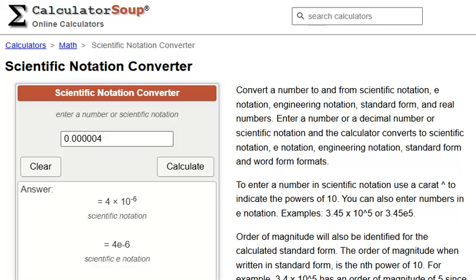In this recording, we are going to look at the final topic under the fundamentals of pharmaceutical calculation in Unit 1 for your module. This is called the scientific notation converter that you're looking at on the screen. If you go to Google and type in calculator soup, online calculator, you will see this calculator popping up.